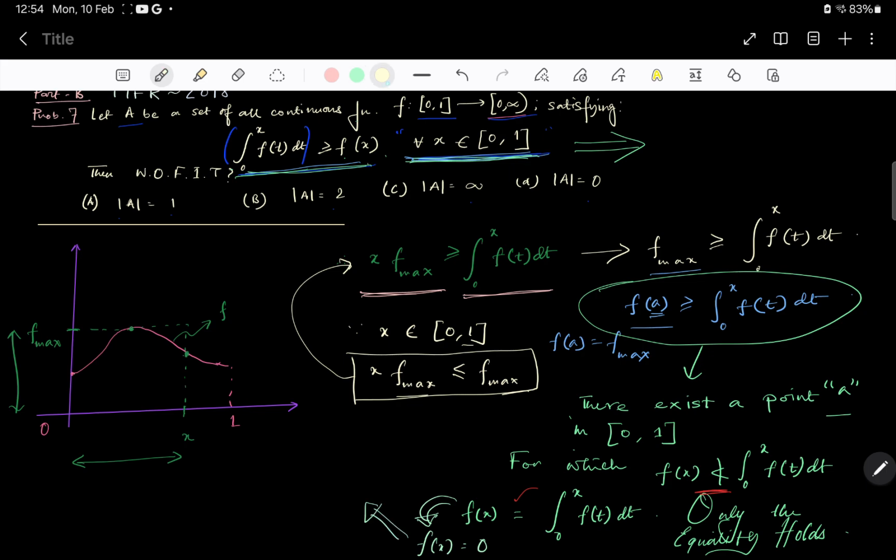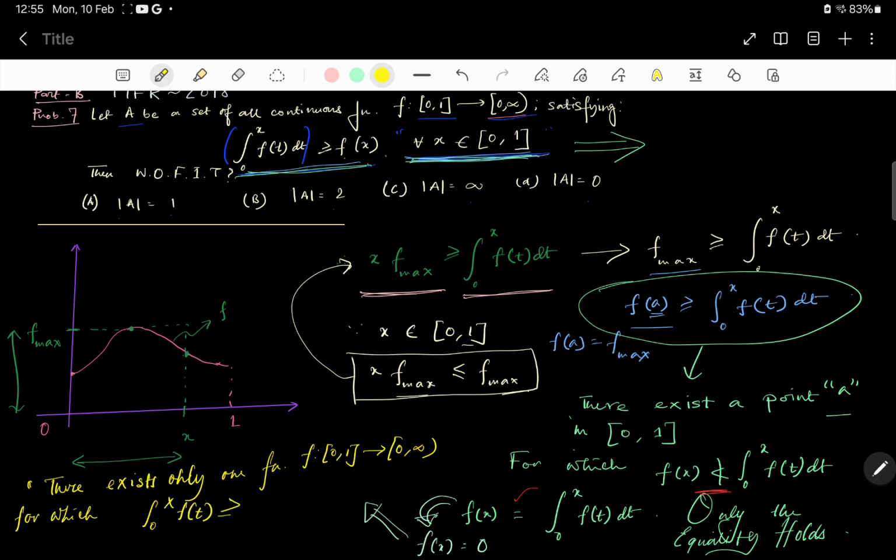So from this we can say that there exists only one function f from 0 to 1 to 0 to infinity, for which this holds, and that is f of x equals 0.